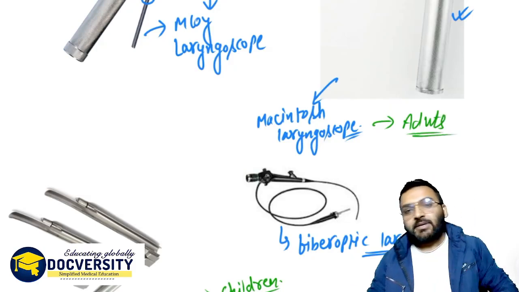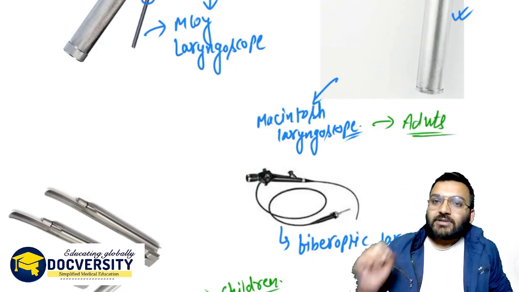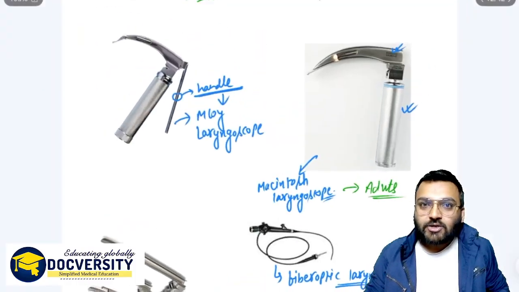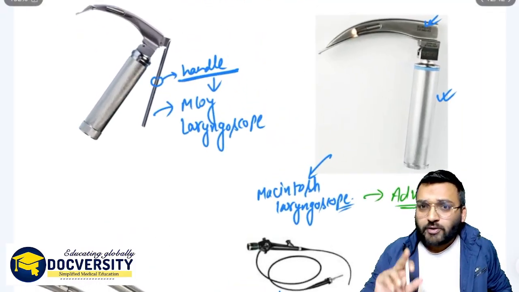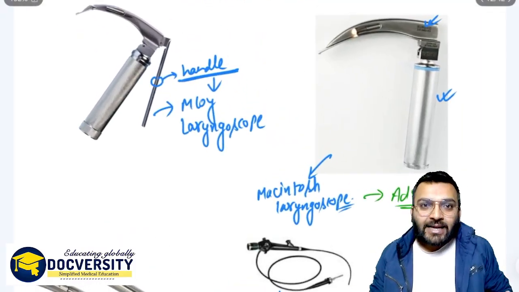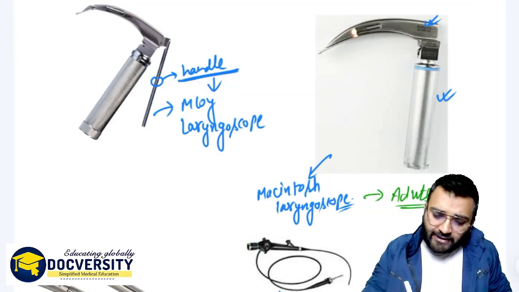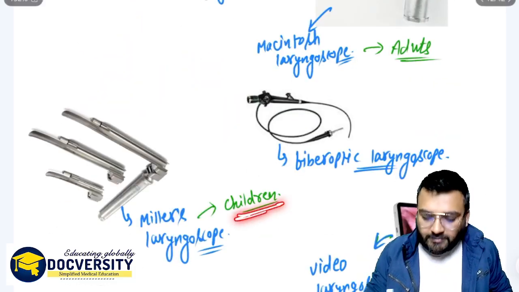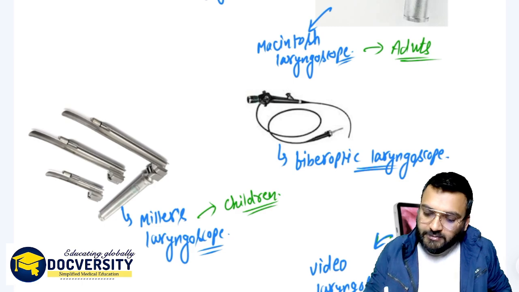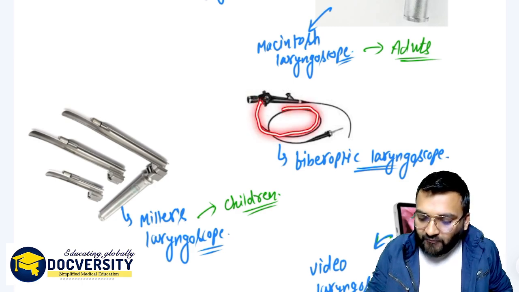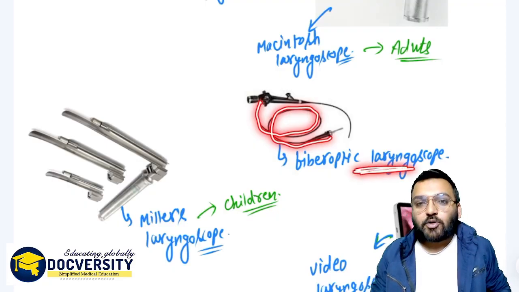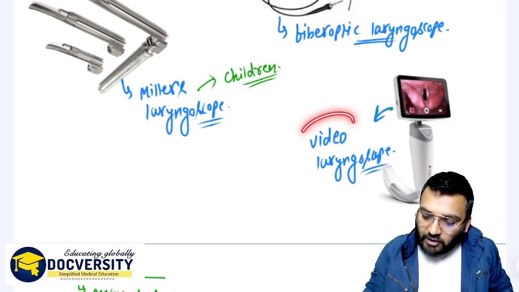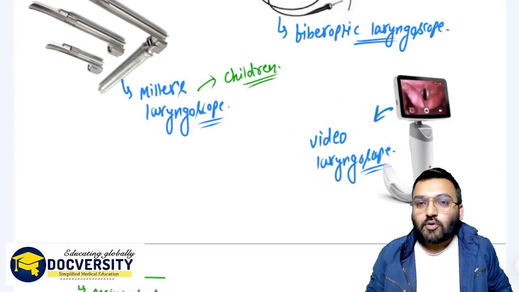Okay, this question can be asked: for adults, which laryngoscope are you going to use? Then this one is the Macintosh laryngoscope, where we do not have any handle. In the McCoy laryngoscope, we have this handle, right? And for children, that is the Miller's laryngoscope. The laryngoscope where this wire or fiber is attached, we call the fiber optic laryngoscope. And where we are seeing the visual of our throat, that one is the video laryngoscope.